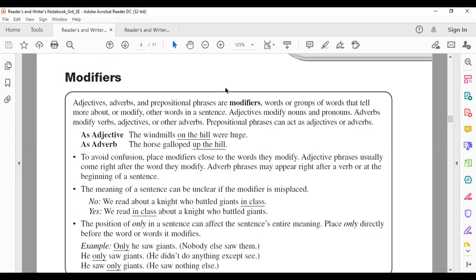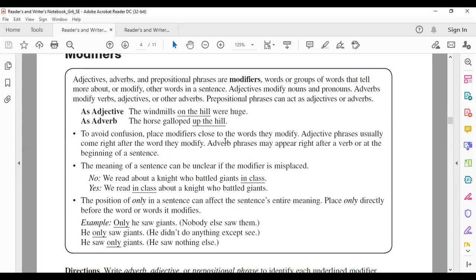So modifiers are words, phrases, or clauses that describe and give you more information about a sentence. If the modifier explains a noun, like the windmills on the hill were huge, here it describes the windmills, then we call it an adjective modifier. If the word comes after the verb to describe the verb, then we call it an adverb, like the horse galloped up the hill. So here it describes how he galloped or where he galloped.